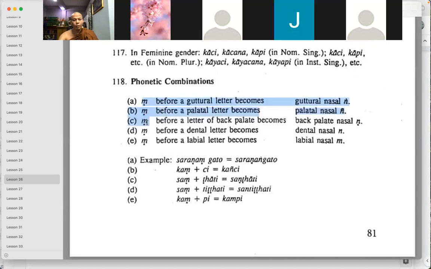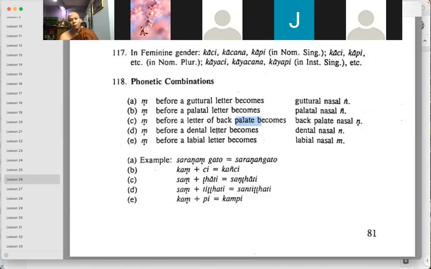So niggahita, the preceding one, when followed by a guttural consonant, changes to nga. Followed by the palatal consonants, it changes to nya. Okay, and then followed by the letters of the back palate, it becomes na.